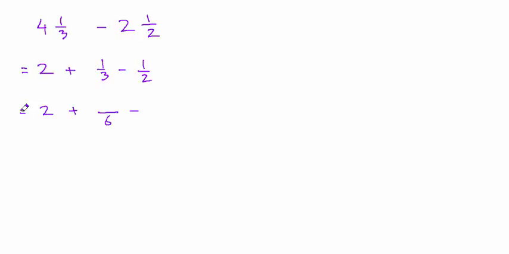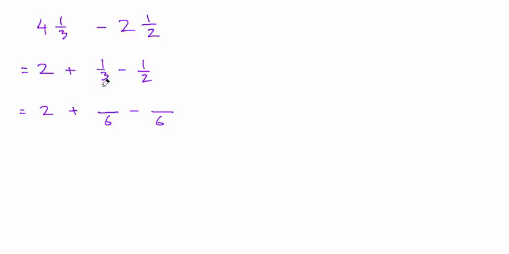Now let's try 4 and 1/3 minus 2 and 1/2. Let's follow the same steps. We do 4 minus 2, we have a 2, plus 1/3 minus 1/2. The two fractions are not on the same denominator. The LCM of 3 and 2 is 6. So you want to rewrite them as something over 6 for 1/3 minus something over 6 for 1/2.